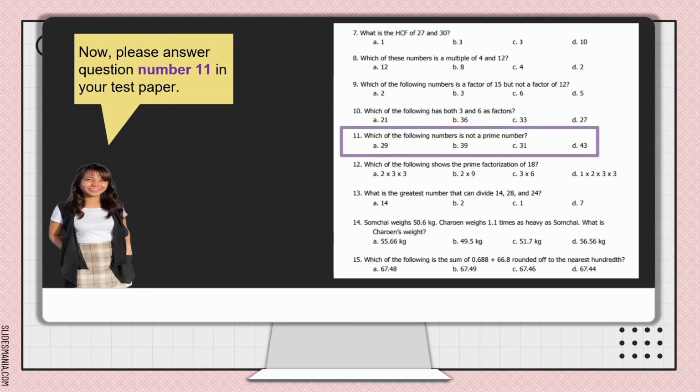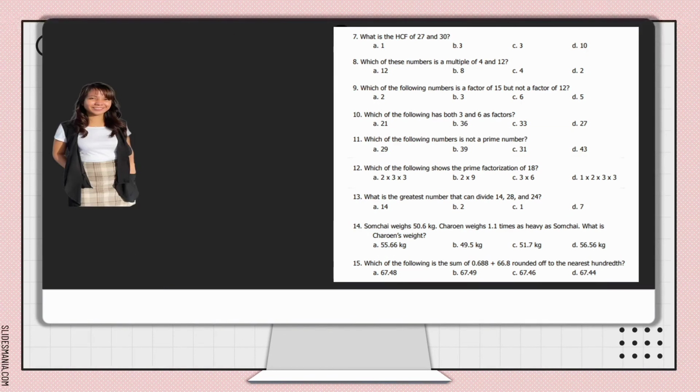If you need to go back to the page where there's a list of prime numbers, then you can pause this part and go back there. Okay, if you need time to answer number 11. Okay, next. Not a prime number. Okay, next. Which of the following shows the prime factorization of 18?